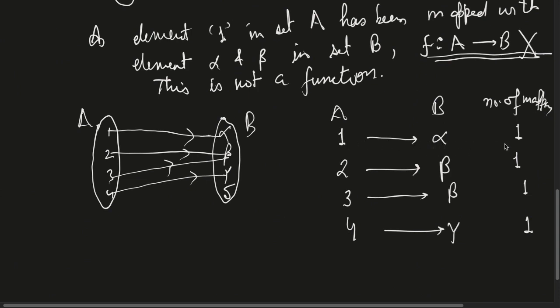1 is being mapped with alpha, number of mapping is 1. 2 is being mapped with beta, the number of mapping is 1 again. 3 is being mapped with beta, the number of mapping is 1 again. 4 is being mapped with gamma, so the number of mapping is 1 again. So all the elements in set A, that is the domain set, are being mapped with only or strictly one element in set B, that is the codomain set. So this is a function.